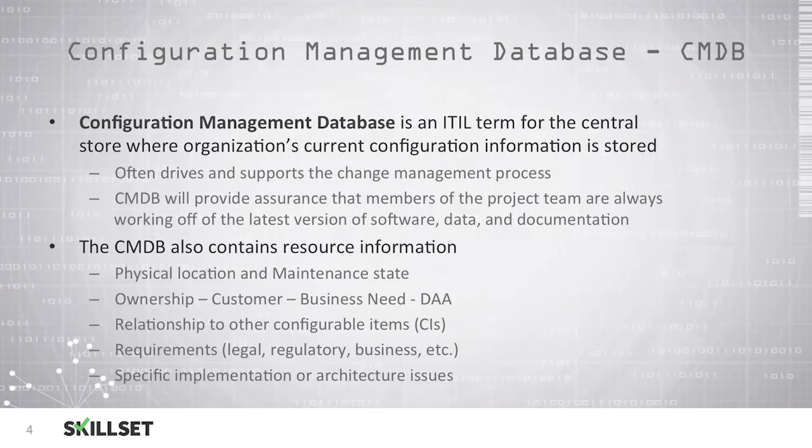It will also contain resource information such as the location of your resources and their maintenance state and when they need to be maintained next, the ownership of the items, the customer that uses the resource, the business need for the resource, as well as the DAA, or designated approving authority, who authorizes that item in your organization. It would also contain information about the relationship with other configurable items, or CIs, any legal, regulatory, or business requirements, and any specific architecture issues or implementation issues that you need to be familiar with.